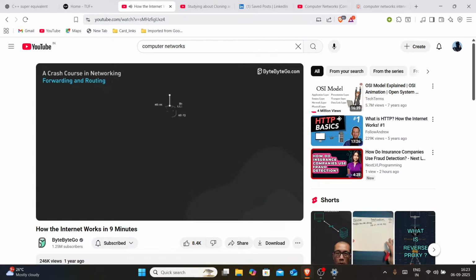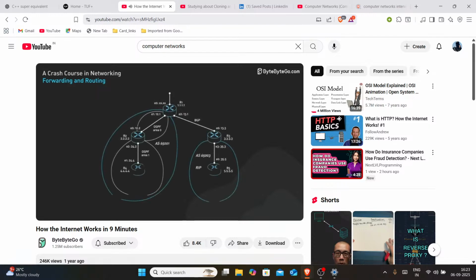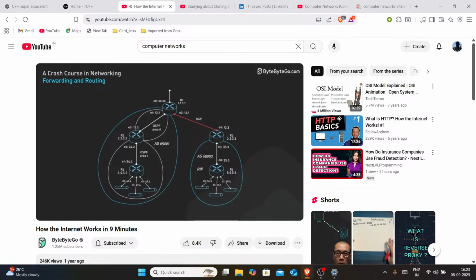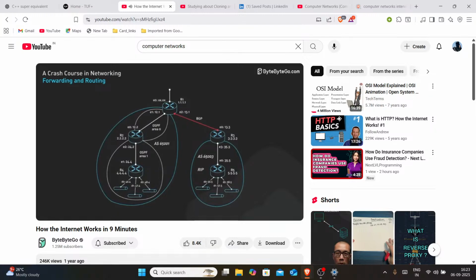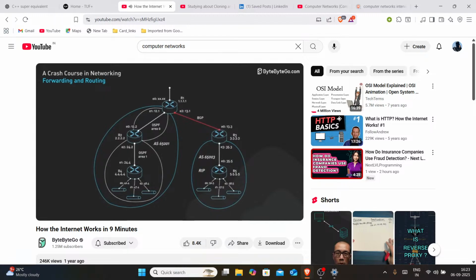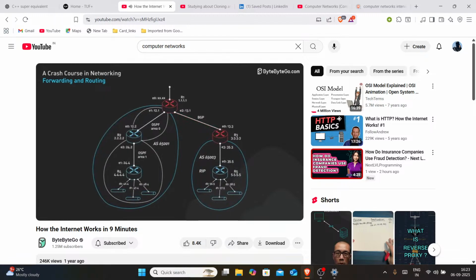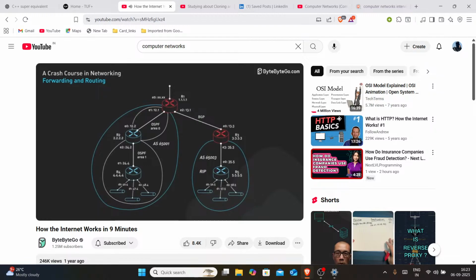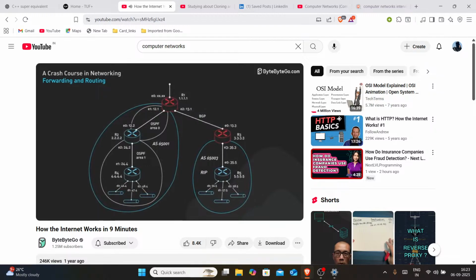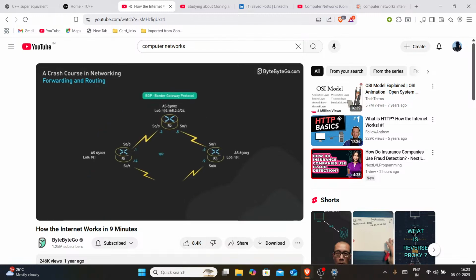BGP is used to exchange routing information between different autonomous systems, large networks or groups of networks typically managed by ISPs or large organizations. In essence, BGP allows each AS to announce which IP address ranges it can reach, and this information propagates across the internet. BGP routers use this data to make routing decisions, choosing the best path for data to travel across multiple autonomous systems.